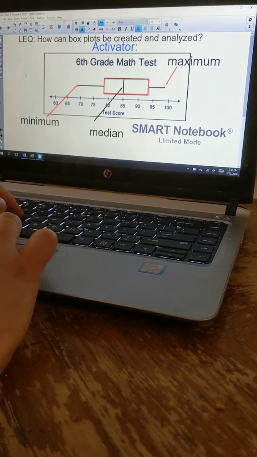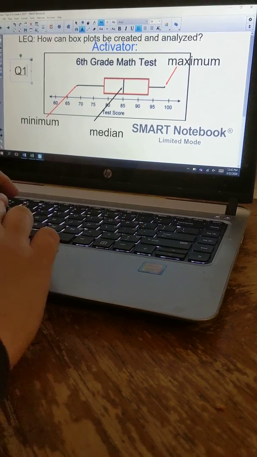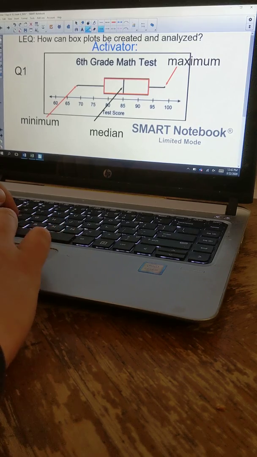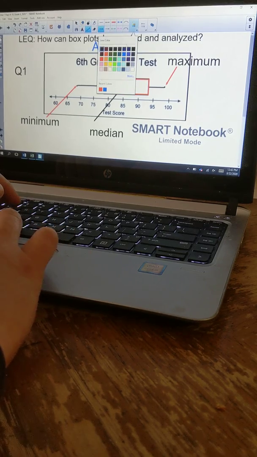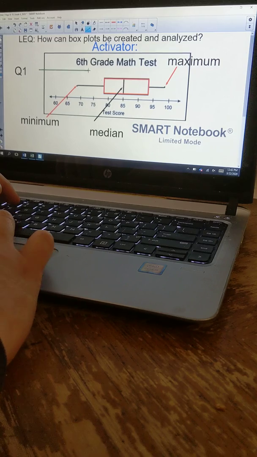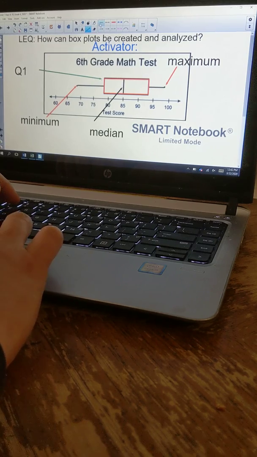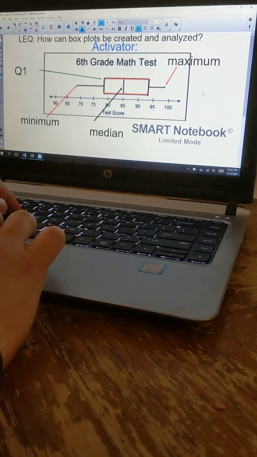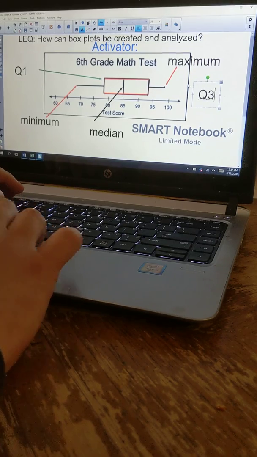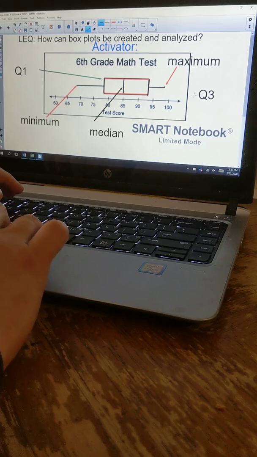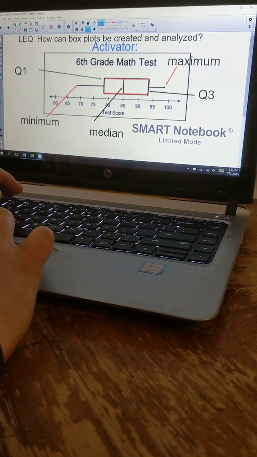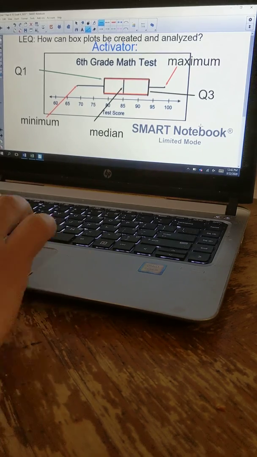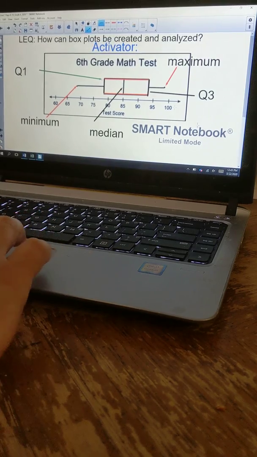And then we have what's called quartile 1. And quartile 1 is really the beginning of the box. So this line right here that I just redrew in black represents quartile 1, and this line right here, the edge of this box, represents quartile 3. That right there is quartile 3. So there are 5 pieces to a box and whisker plot.